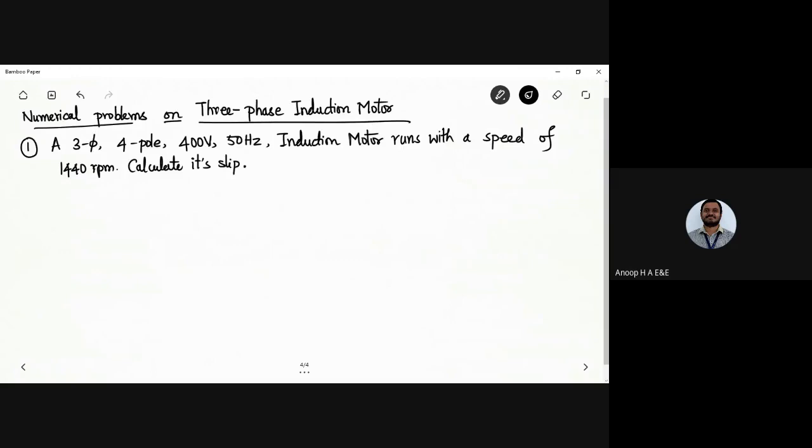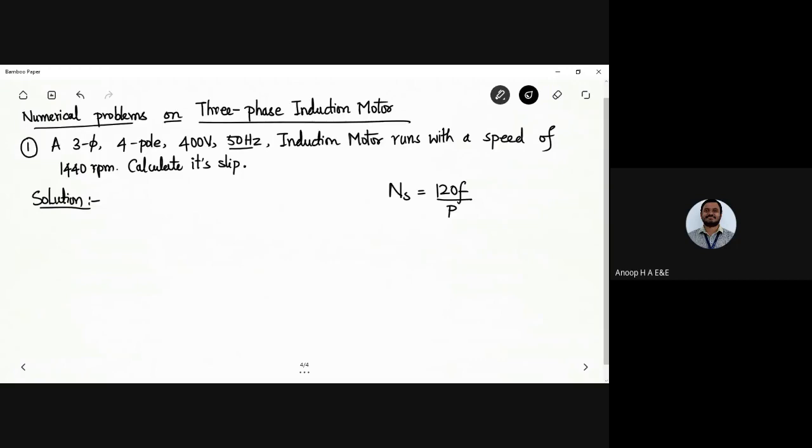Okay. Now this is the problem where we are going to have the numerical problems on three-phase. This is a typical problem that I have. So let us go with the solution. So how do I do it? So ns is given by 120 into f divided by p. ns equals 120 f divided by p.